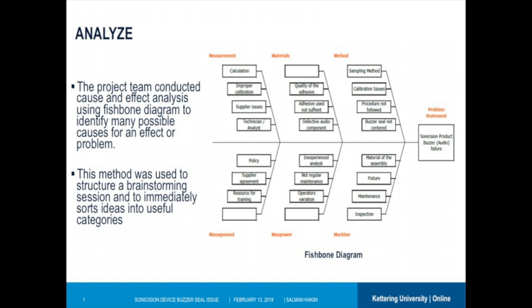As shown in the figure, the project team conducted cause and effect analysis using a fishbone diagram to identify many possible causes for an effect or problem. This method was used to structure a brainstorming session and to immediately sort ideas into useful categories.